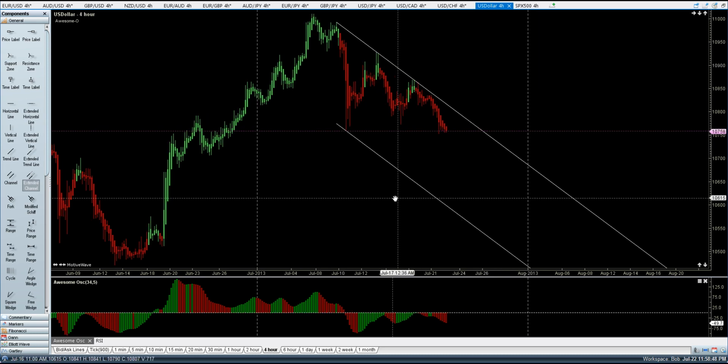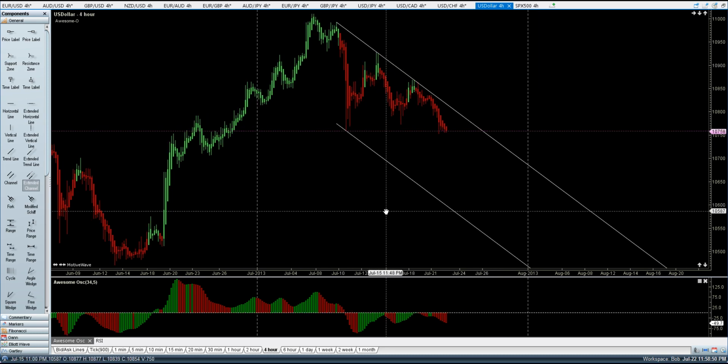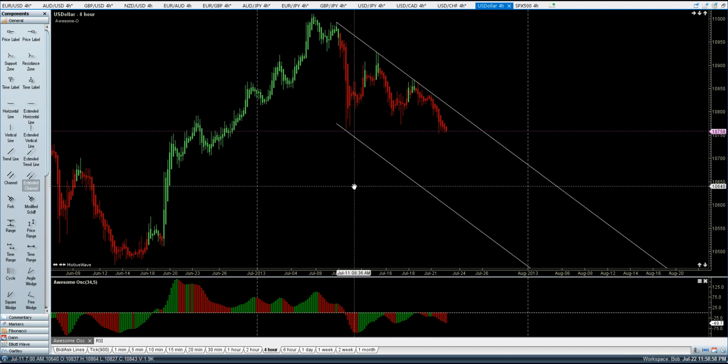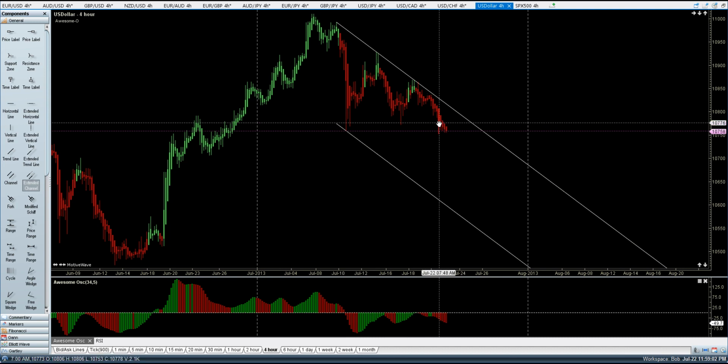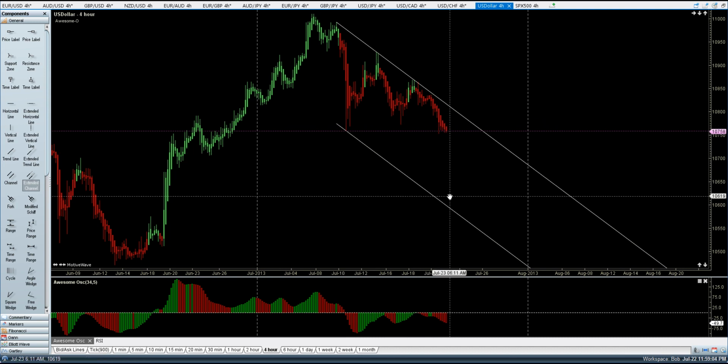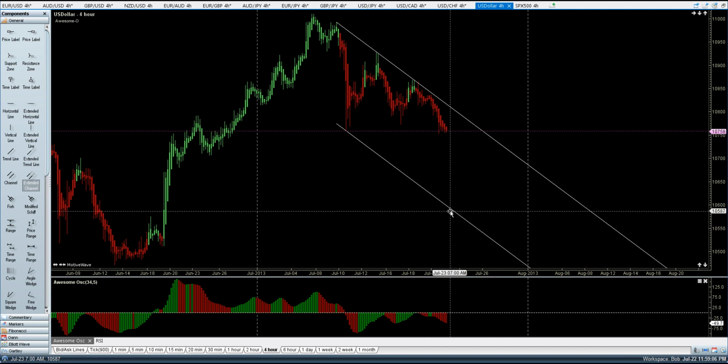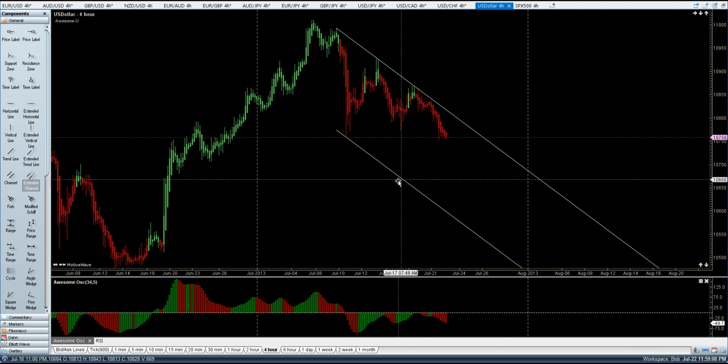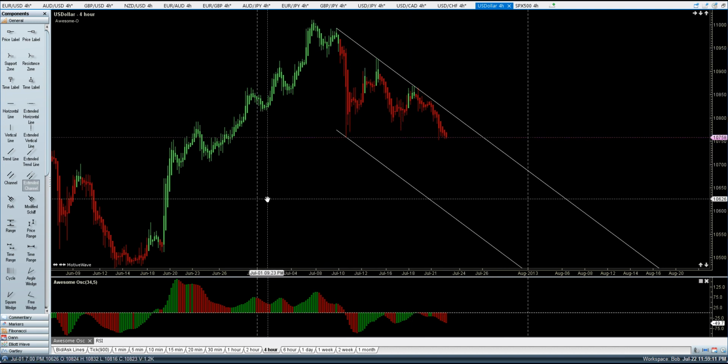Dollar had a lot of saucers here. One here, there's one here, there's one here. I did not mark it. I don't think anybody's actually trading a dollar. It's just kind of a reference thing, but it is going down at the moment.